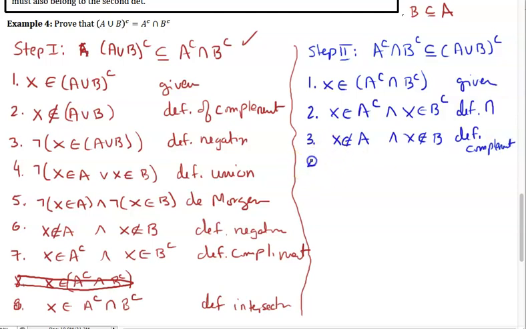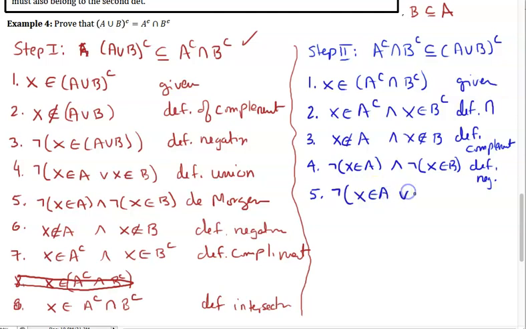All right, we're going to change this to propositions. X is not in A means that it's not true that X is in A. And X is not in B, not true that X is in B. Definition of negation. And we're going to use De Morgan's law backwards to pull out the negative. And say it's not true that X is in A or X is in B. This is De Morgan.